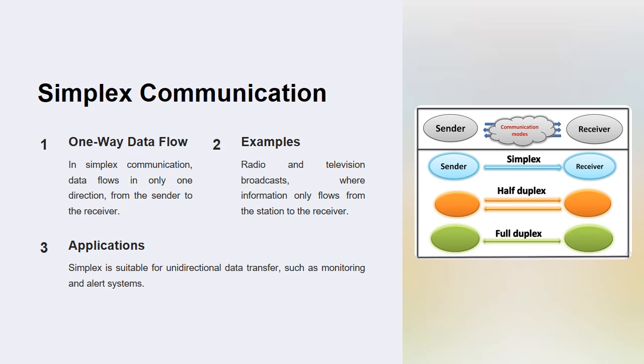The simplex communication is a one-way data flow. That means in simplex communication, data flows in only one direction, from the sender to the receiver. For example, radio and television broadcast, where information only flows from the station to the receiver. That means the receiver cannot send back anything. Only the sender will send. So simplex is suitable for unidirectional data transfer, such as monitoring and alert systems.